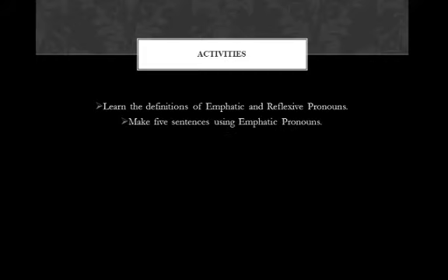So here are some activities for you. First, you have to learn the definitions of emphatic and reflexive pronoun well. Then you have to make five sentences using emphatic pronoun and five sentences using reflexive pronoun so you could get a better concept of it.